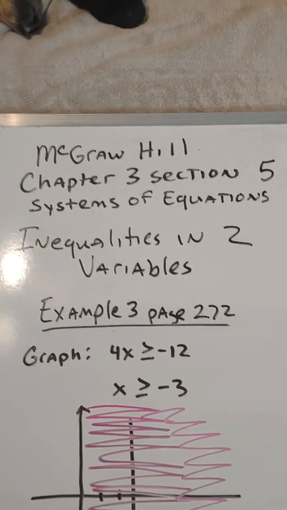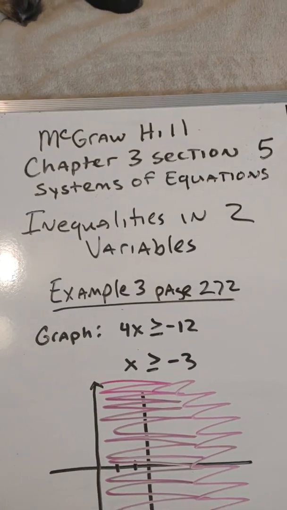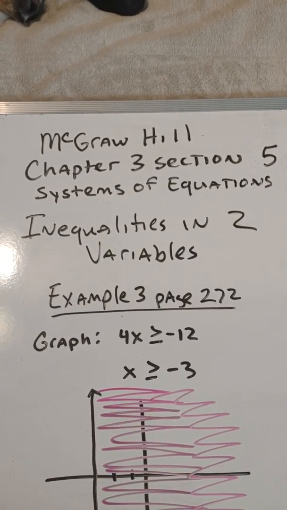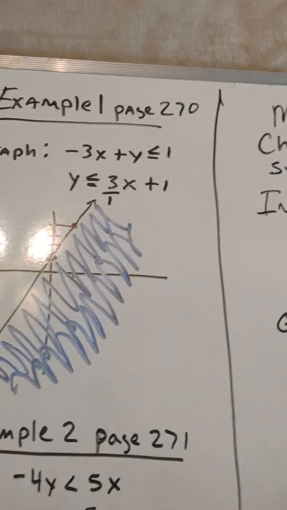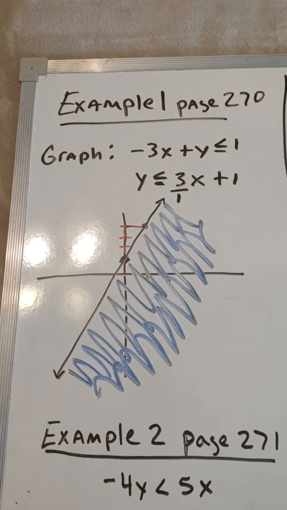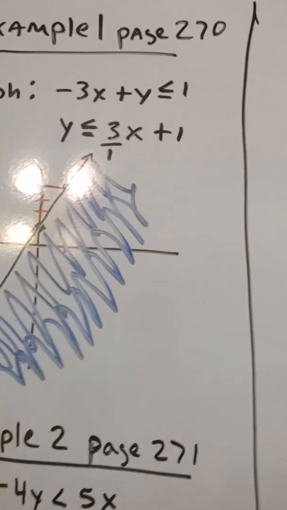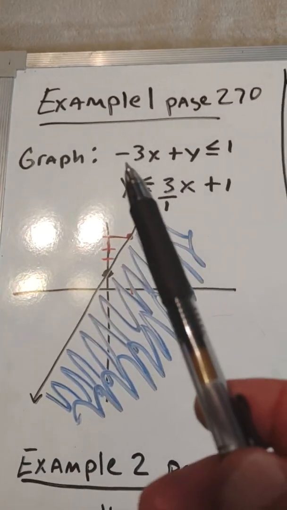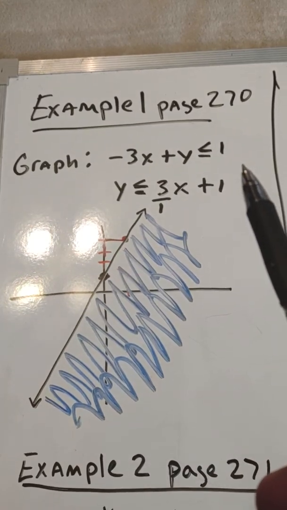Okay, this is McGraw-Hill Chapter 3, Section 5, which deals with systems of equations and graphing inequalities in two variables. All right, example 1. First of all, we've got to be able to draw a line. So the first thing we do on this particular problem is graph negative 3x plus y less than or equal to 1.